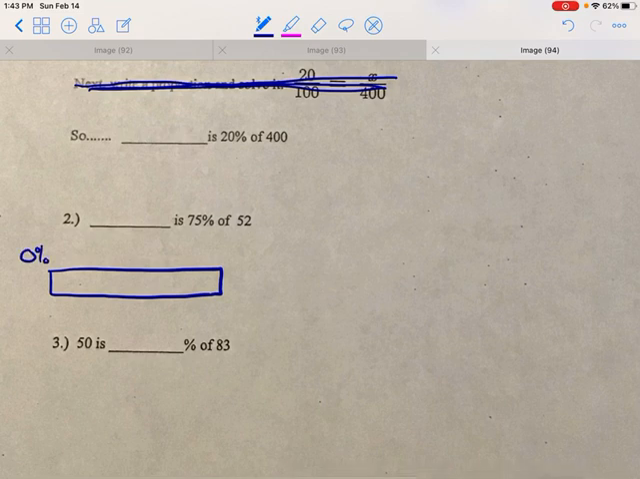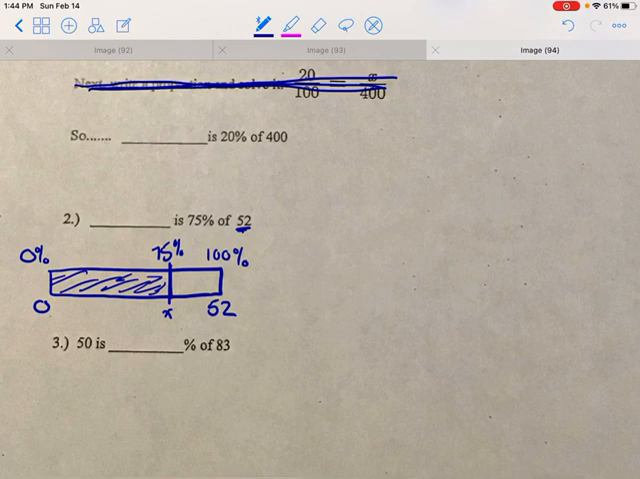Okay, so I want percentages on the top, 0% to 100%. And on the bottom, I want to go from 0 to the base, and I can see that my base is 52. Now I'm asked to find 75%, so I would estimate 75% to be about right there. And I don't know what x is. And if you want, you can kind of fill this in.